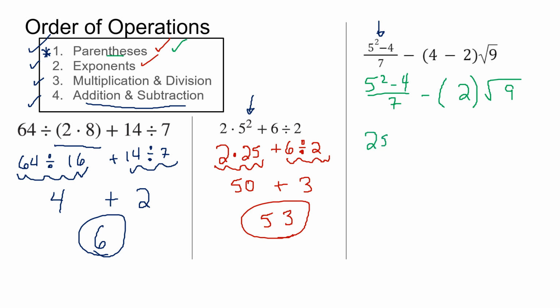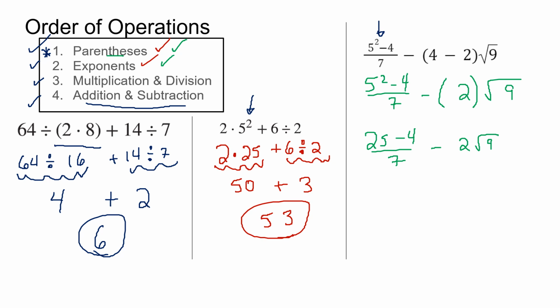So now is when I should come in here and say 25 minus 4 divided by 7 and copy all the rest of this. 2 times the square root of 9. We've done our exponents, multiplication and division. On top, I've got subtraction. We're not doing subtraction yet, so I can't do this division yet here like that.